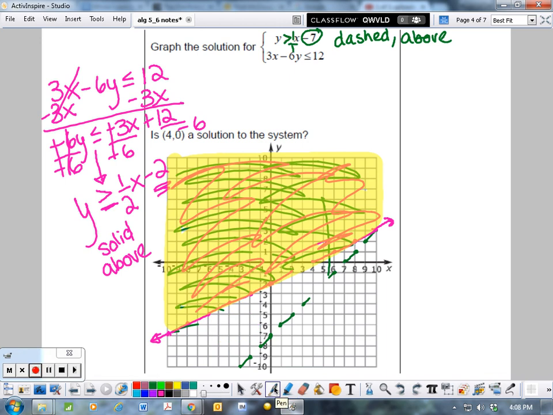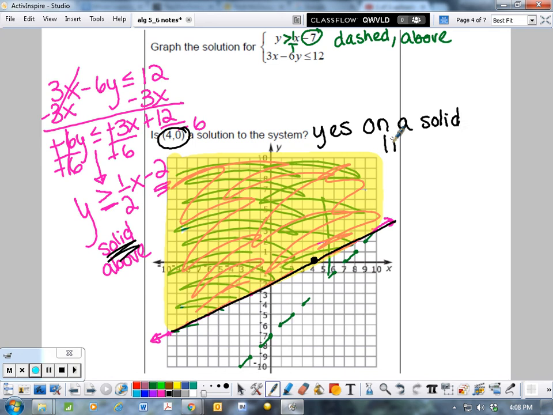And then I check my point. Is the point (4, 0) a solution? So x value 4, y value 0. And it's kind of tricky because it's right on the line. But this line is a solid line, so every point on this line is included. So we are good to go. Yes, it's on a solid line.